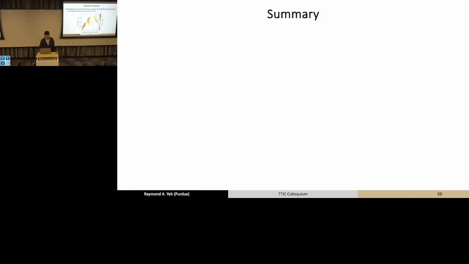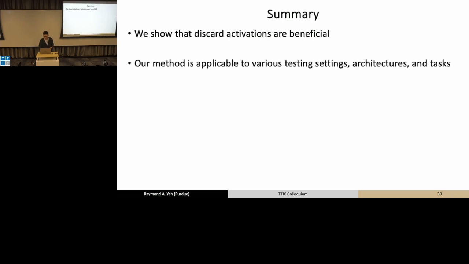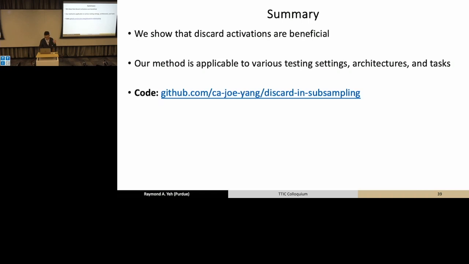Okay. So just a quick summary, we show that some of the discarded activations are actually beneficial. So sometimes don't blindly trust the pre-trained architecture. There's something more you can do, and it's applicable to various testing settings, architectures and tasks. And the code is here.